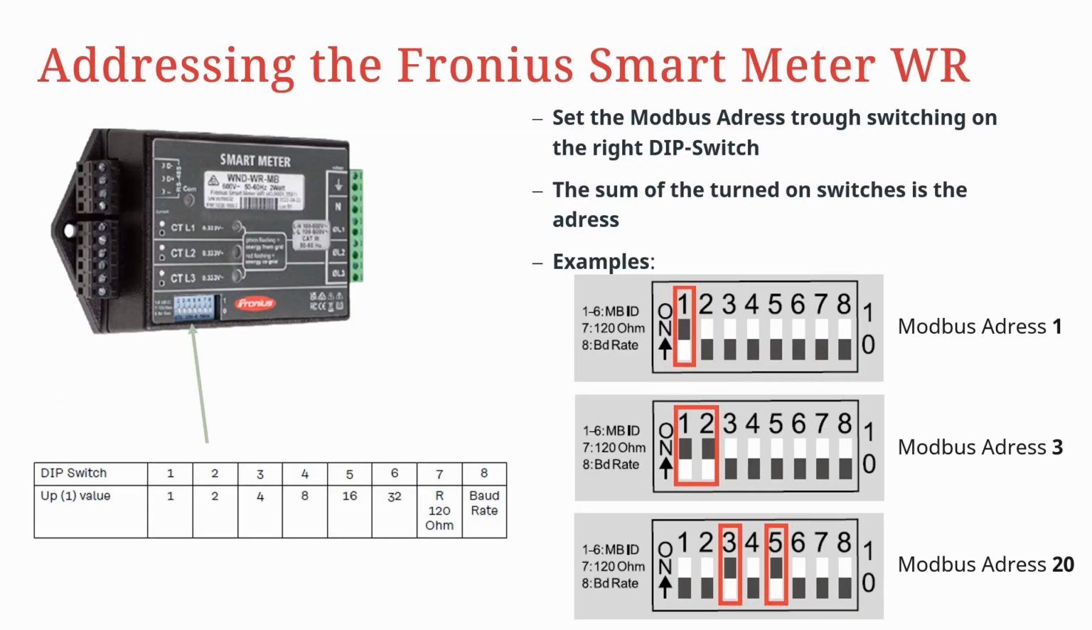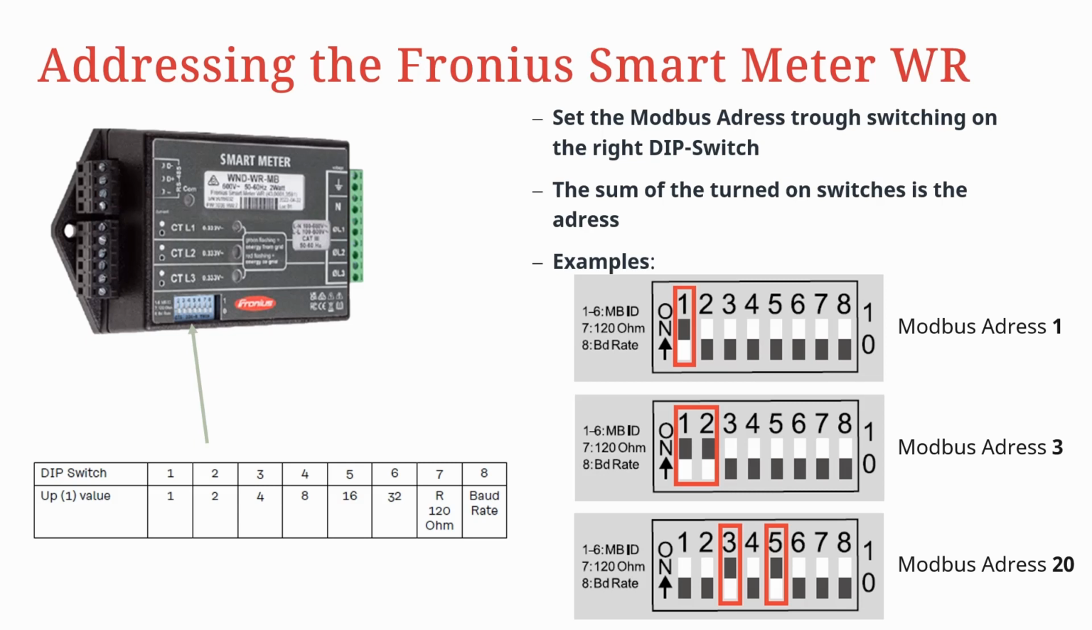And at last, I'll show you how to do it on the wide range smart meter. Here you have to set the Modbus address via the dip switches on the front, as you see here in the picture. And in this case, each dip switch has its own value, as you see in the chart. And the sum of the turned on switches is the address.